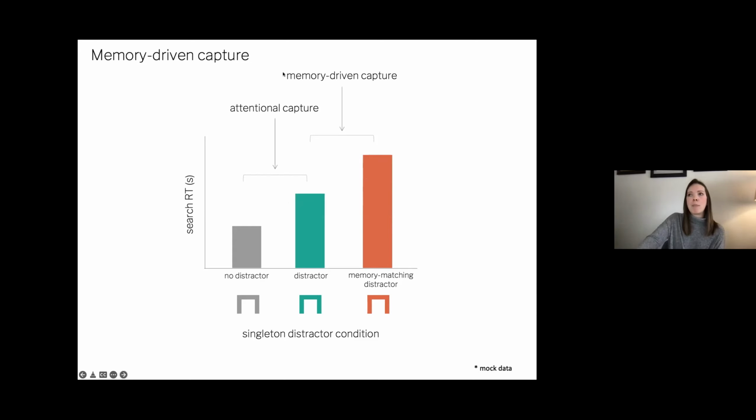And so here we've capitalized on memory-driven capture to use it as sort of an index to allow us to probe the contents of memory. So to the extent that we observe memory-driven capture driven by a specific feature, we can conclude that that feature was present in memory at the time of us observing this capture.